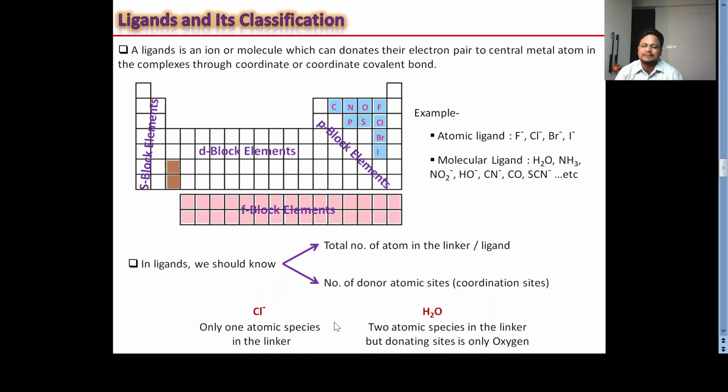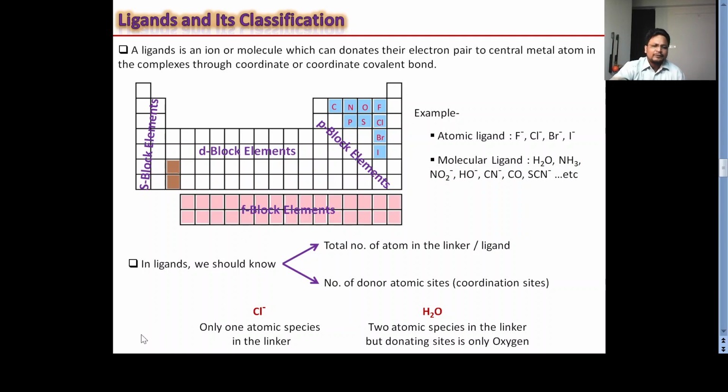Now we move to ligand and its classification. A ligand is an ion or molecule which can donate its electron pair to the central metal atom in the complex through coordinate bond. Now we know that in the periodic table metals mainly belong to S block, D block and F block elements, while certain P block elements, which are highlighted here, are the only donor atomic sites which can donate their electron pairs in ligand. Here carbon, nitrogen, phosphorus, oxygen, sulfur, fluorine, chlorine, bromine, iodine. We can see in the examples all these ligands have the same donor atom which is discussed here.